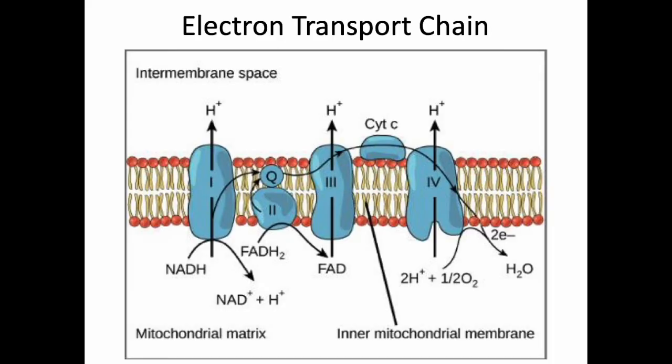Let's get a visual on this. So if we want to look at what's going on in this electron transport chain, it looks like this. And there's a lot going on here, but we should see some familiar faces. We see NADH, we see FADH2, and look at what's happening to them here. NADH is going to NAD+, and FADH2 is going to FAD.